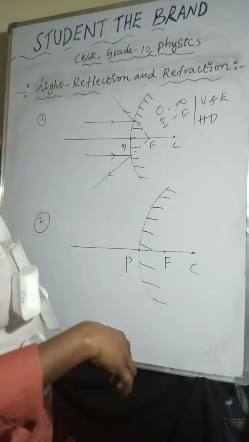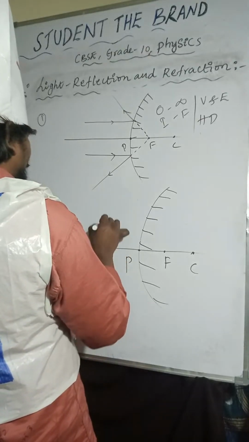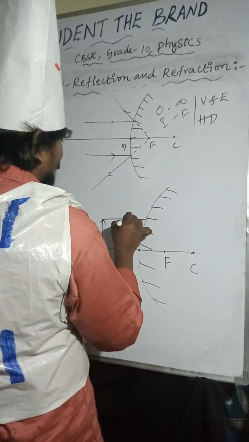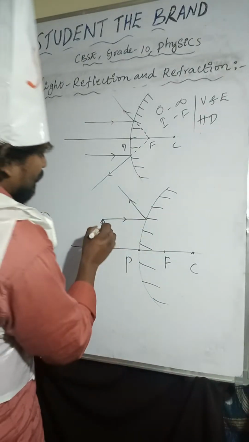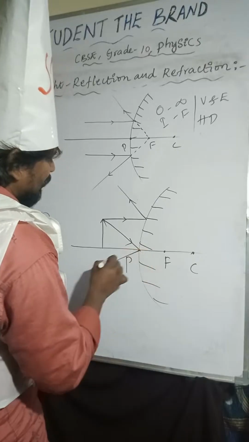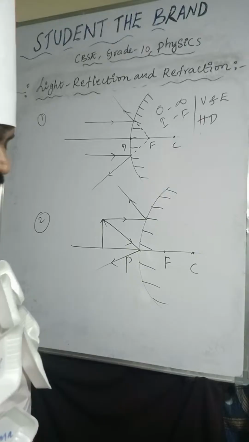Pole, focus and center of curvature. Object is placed. So it is passing.